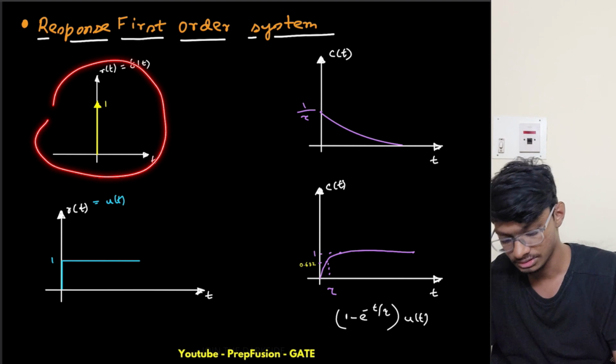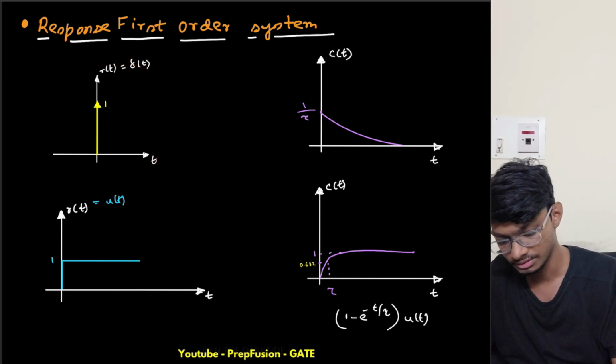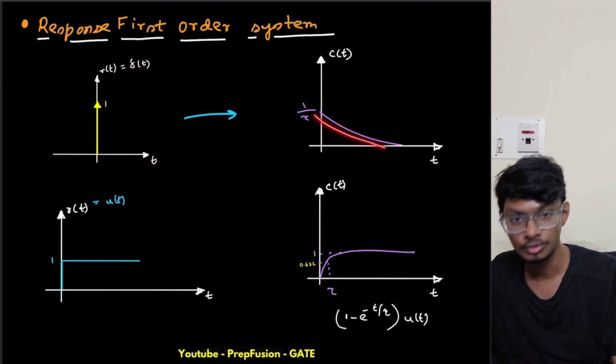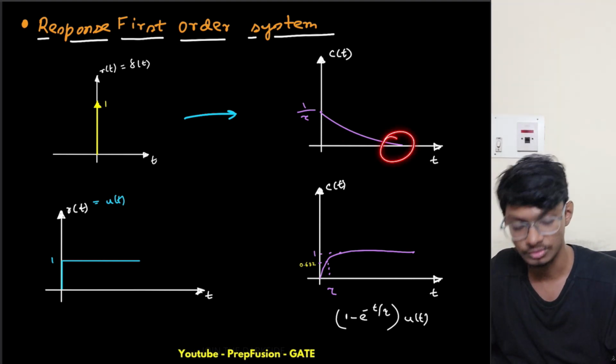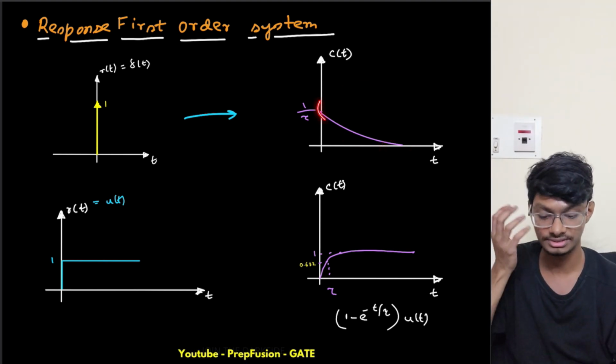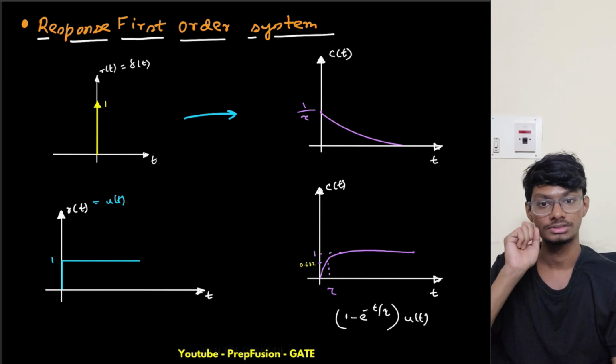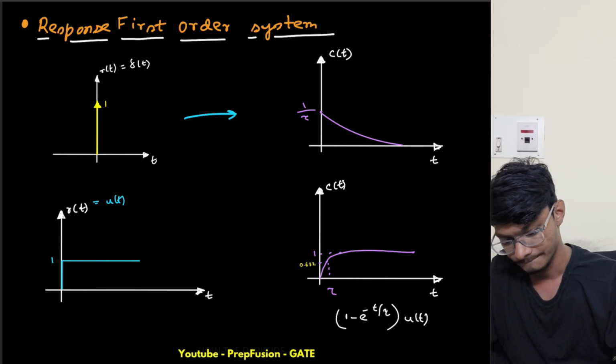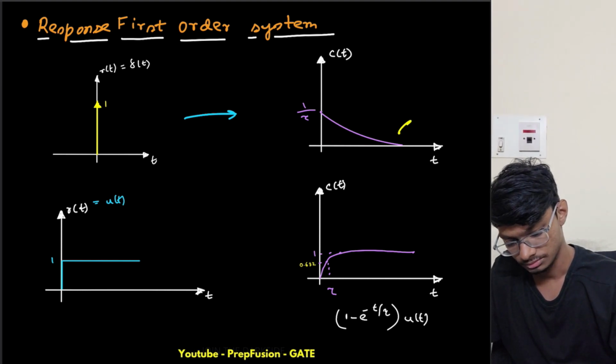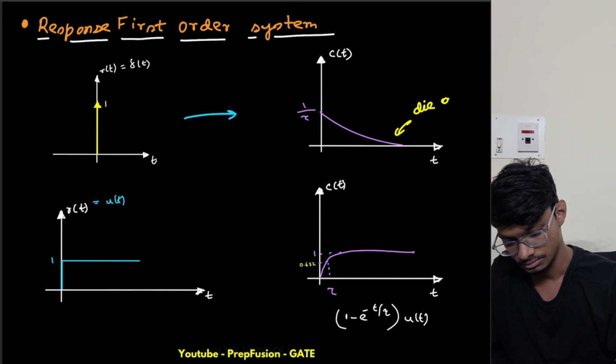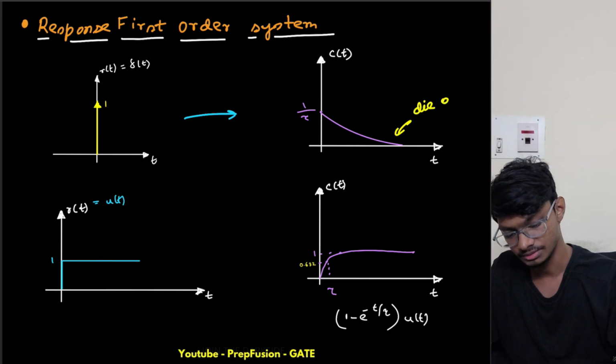So for an impulse signal for a first order system, what is happening? I'm getting a decaying exponential, right? And this exponential is dying out. So what does this represent? This represents that my system is stable, right?